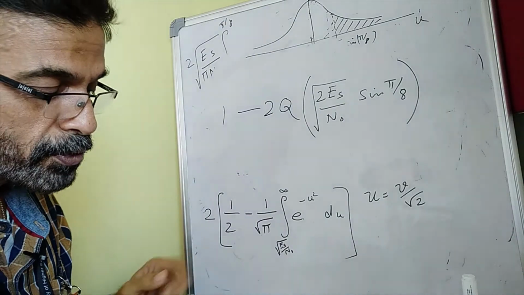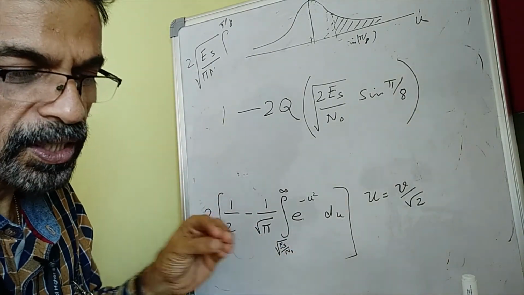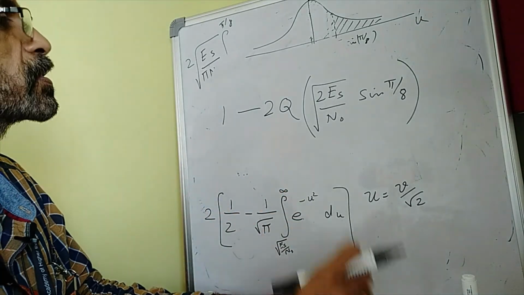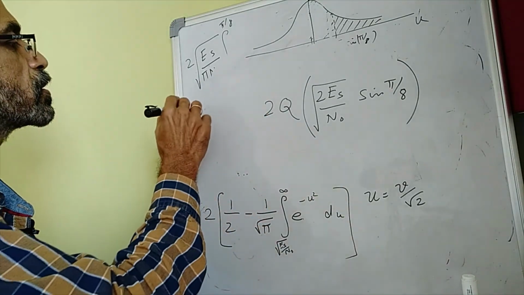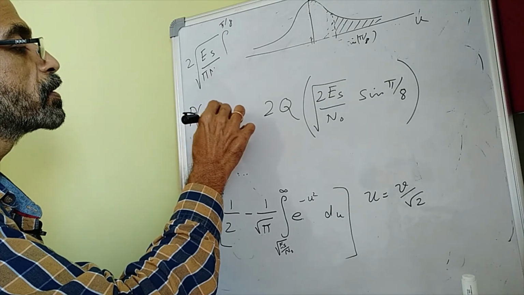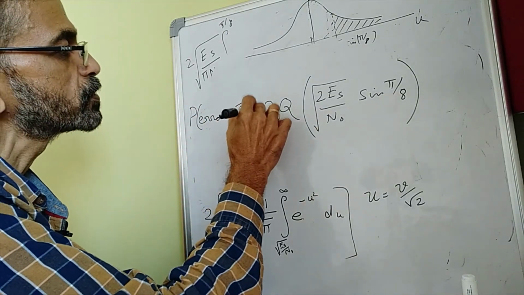1 minus this will give you the probability of S0(t) not being detected correctly. That means the receiver making an error in detecting S0(t). So this is the probability of error in S0(t) is equal to this.